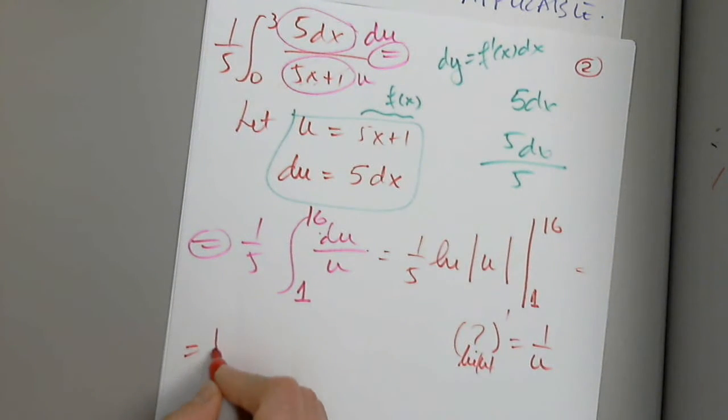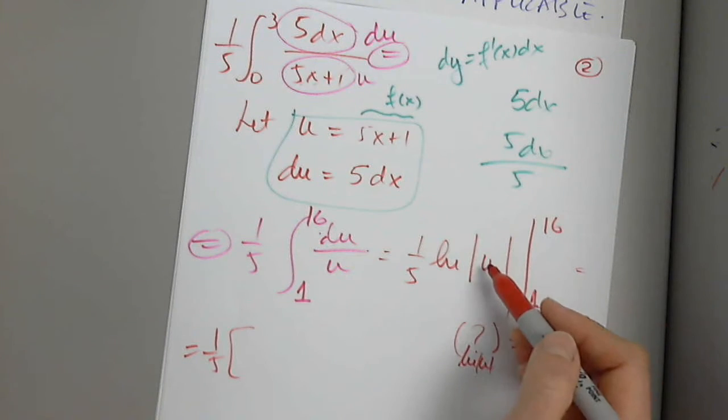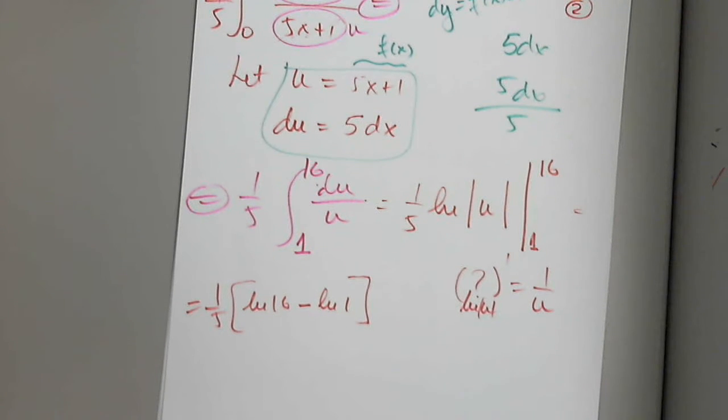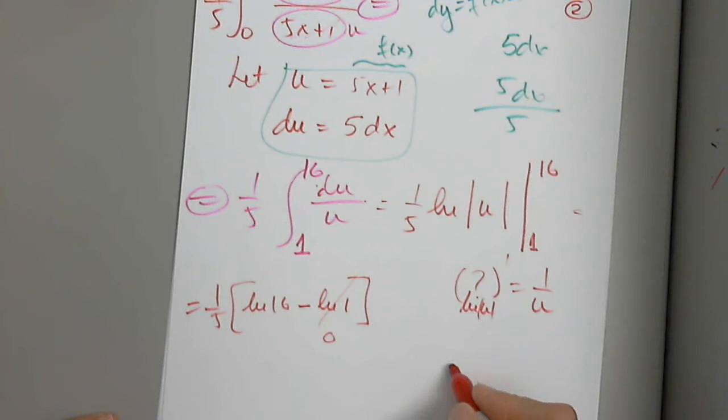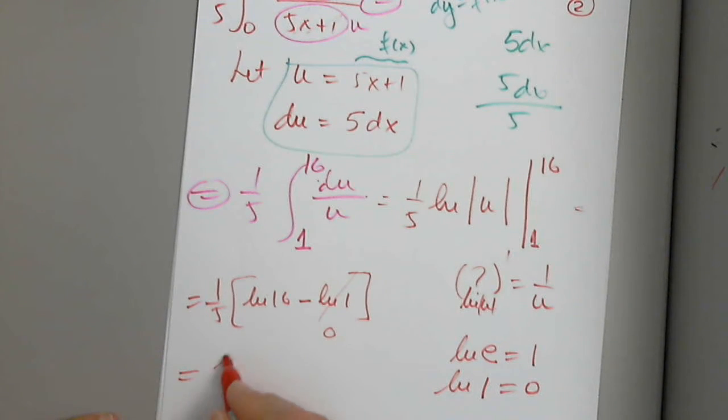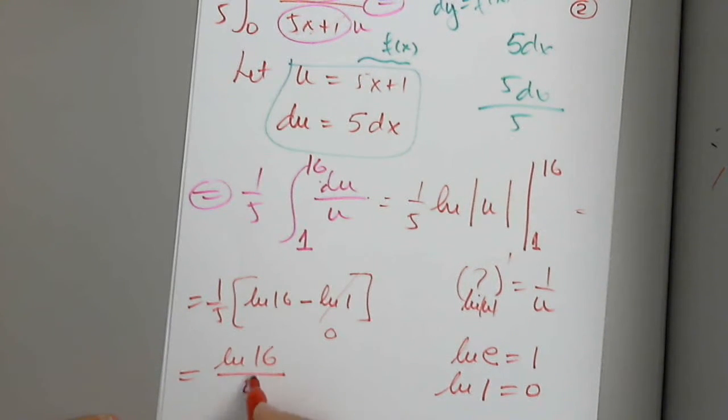Okay, so this is 1/5. Now we are plugging in 16. So natural log 16, there is no need of absolute value. And really there is no need to plug in 1 because natural log 1 is 0. Natural log e is 1. But natural log 1 is 0. So the answer is natural log 16 divided by 5.